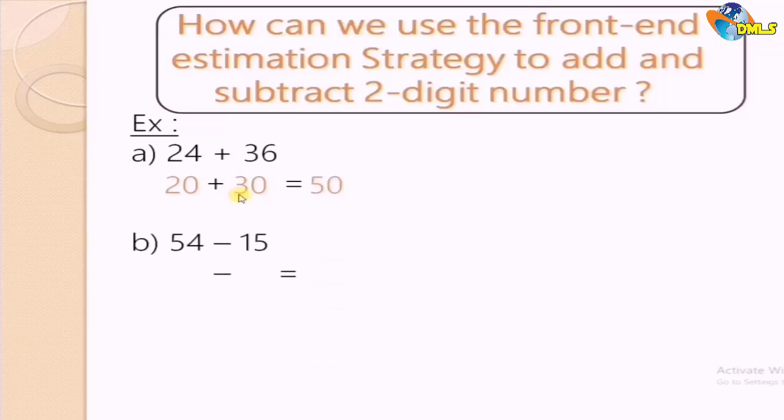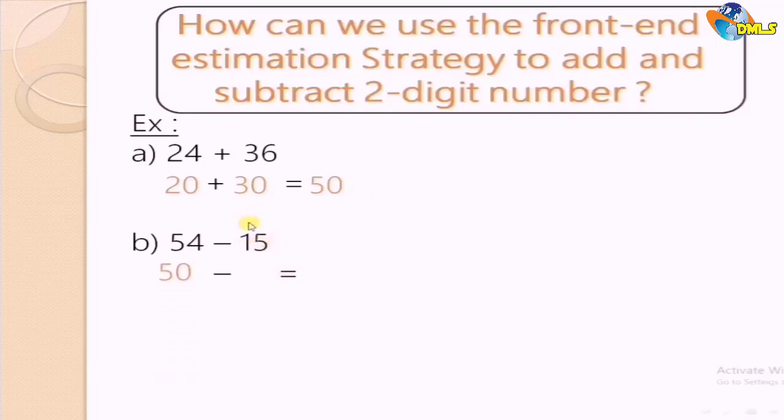Question B. Here I subtract two numbers, 54 minus 15. Of course I will estimate each number by itself, then I will subtract. How can I estimate a two-digit number? As we said before, you look at tens. So the tens here is 5. What is the value of 5? 50. So the estimation of 54 is 50.